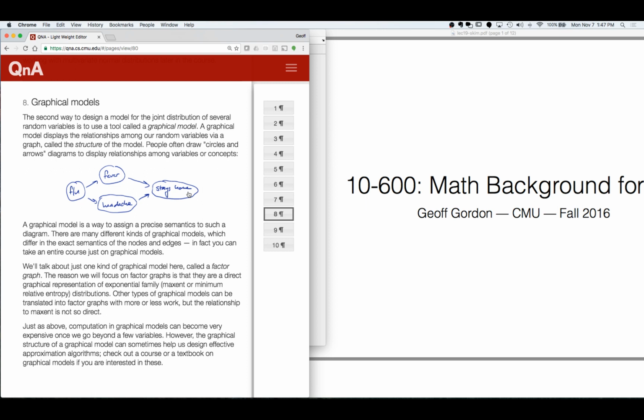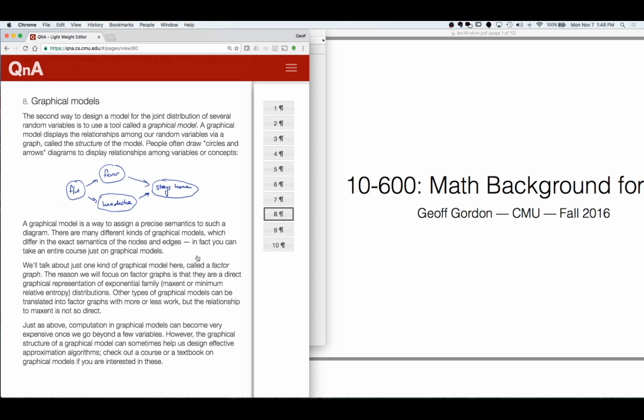And we're going to talk about just one kind here called a factor graph. And the reason for that is A, that factor graphs are fairly general, and B, that they are really just a graphical representation of maxent, which we've already covered. All right, and graphical models, again, they can get really expensive when you get a lot of variables, but no matter what, they're a good way to think about relationships among variables, and also sometimes there are effective approximation algorithms.